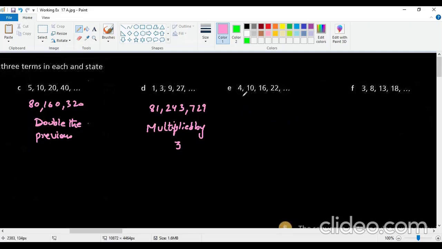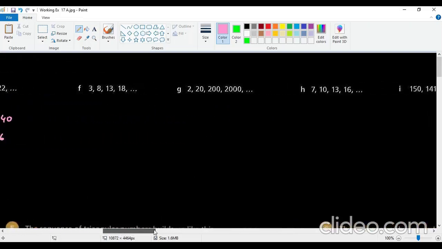Now comes part E. In here the rule is that every time you are adding 6. So adding 6, adding 6, and adding 6 is giving you 22. So the next number is going to be 28, 34, and 34 plus 6 is going to be 40. So the rule is that you add 6 to all the previous terms.